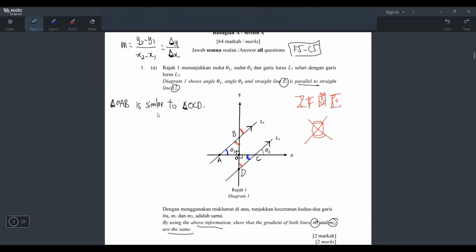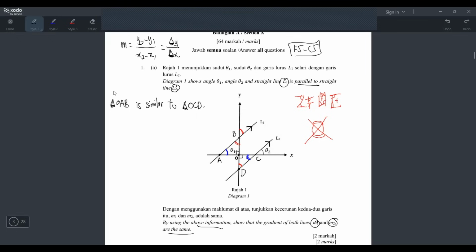And what is similar? Similar means these two shapes might not be the same size, but their ratio of all corresponding sides will be equal. I repeat one more time. If I say two shapes are similar, it means they have the same shape, but they might have different size. They have different size, but the ratio of all corresponding sides has to be equal, right?